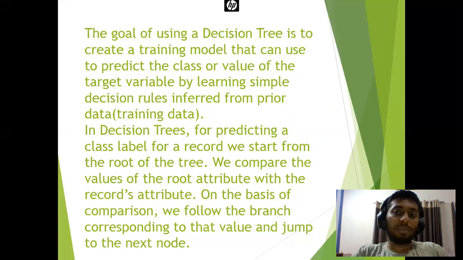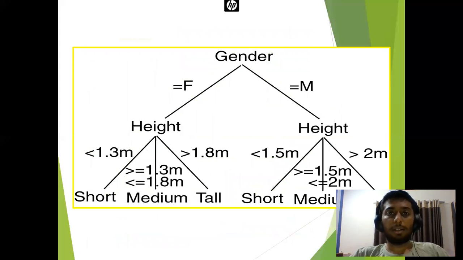In decision trees, for predicting a class label for a record, we start from the root of the tree at the very top, like in our example, gender. We compare the values of the root attribute with the record's attribute. On the basis of comparison, we follow the branch corresponding to that value and jump to the next node. Like in this example, gender. On the basis of that, we reached height. And after that, on the basis of our answers, we reached a conclusion of short, medium, or tall.